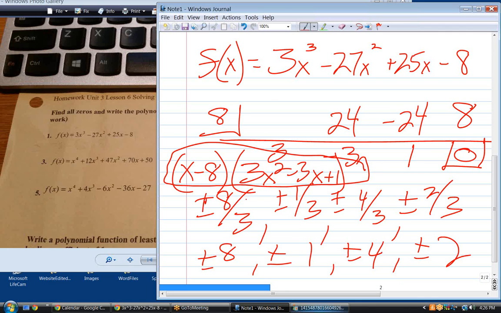In other words, had I had to do this more traditionally, I would have started with 1 and then tried minus 1, and then 2, minus 2, 4, minus 4. Finally, I would have gotten to 8, and I would have found one answer. Once you find one answer, now you're home free because you've narrowed it down to not a cubic anymore, but a linear factor and a quadratic.